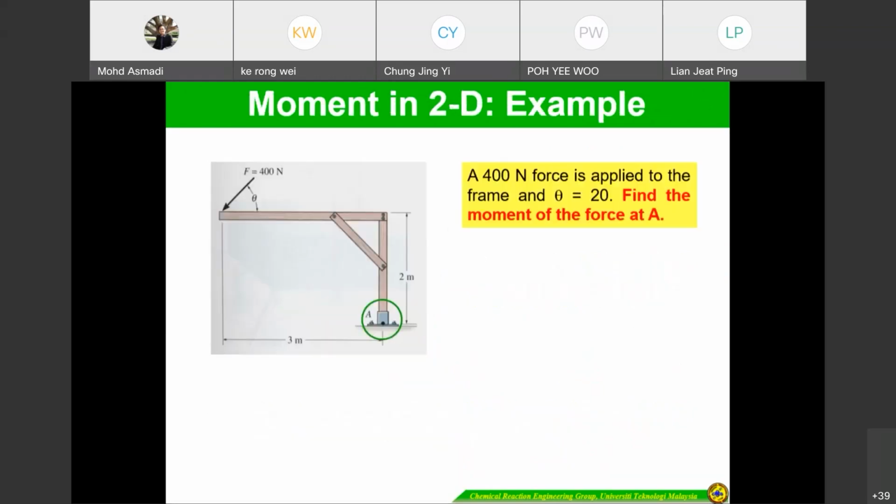For example, a 400 force is applied to the frame and theta is equal to 20. If you look here, this is 20 degrees. Find the moment of the force at A. What you have to do is resolve this force. When you resolve it, you get a negative Fx and a negative Fy.